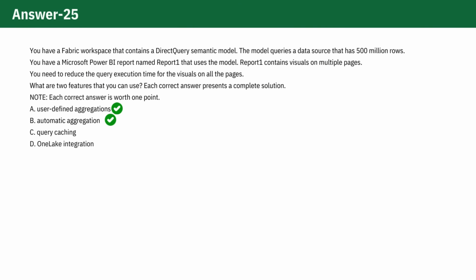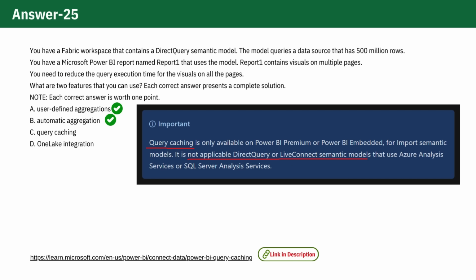If you thought option C, query caching, was correct like me, we both are incorrect. While query caching can help improve performance by storing query results, it is typically less effective for reports with highly dynamic data or user interactions. It also does not directly address the scale and complexity of querying 500 million rows. Additionally, the documentation states that query caching is not applicable for direct query or live connect semantic models. And in our question, it is mentioned that we have a direct query semantic model. So this option is incorrect.